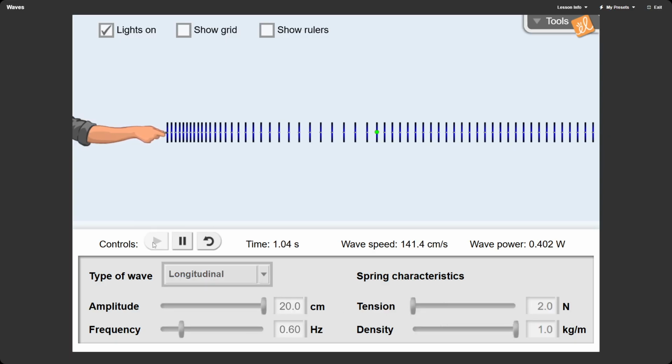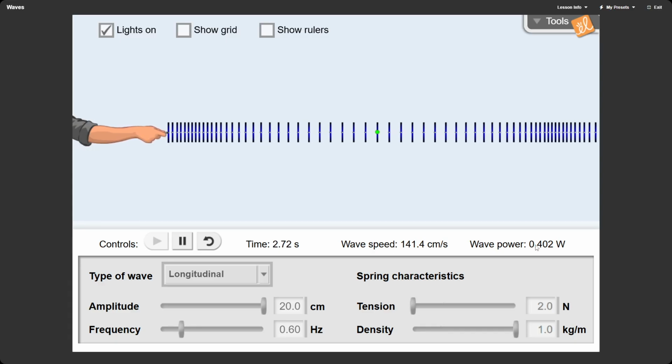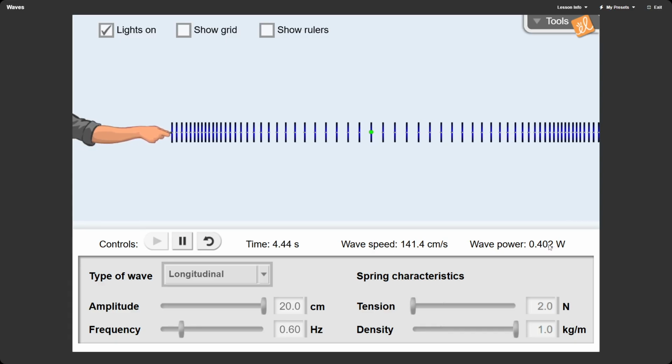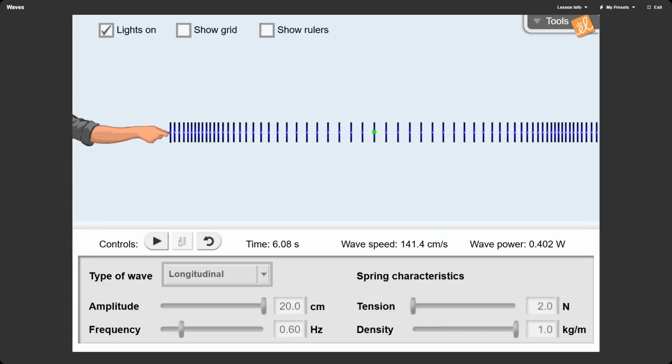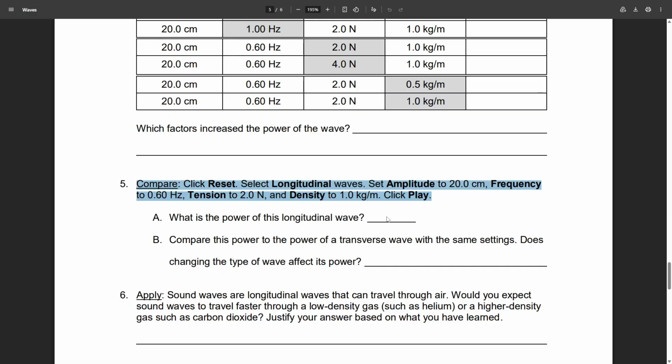You hit play, and then you can look over here and it'll show the power wattage right after wave speed. Go ahead and write that down in question number 5A, where it says what is the power of the wave.